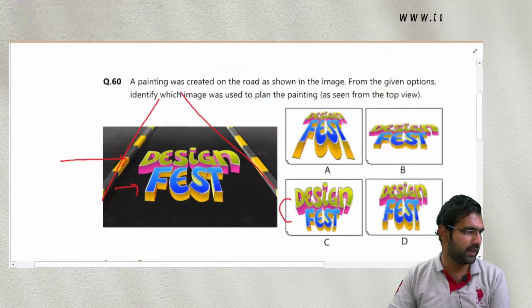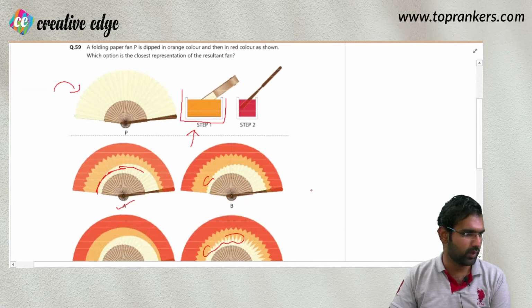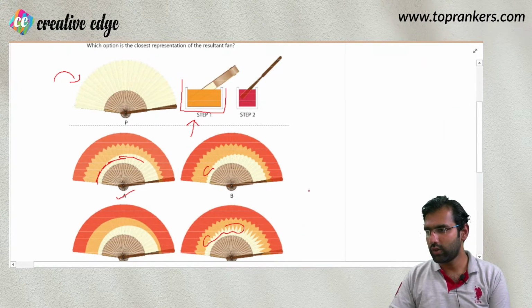Question number 59 I'm asked to explain. I'll check it one more time. Yes, 59 was a little controversial.